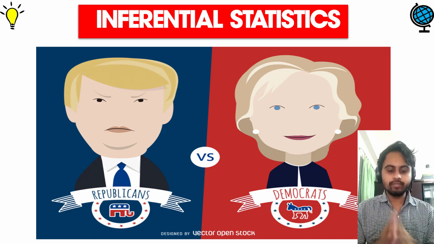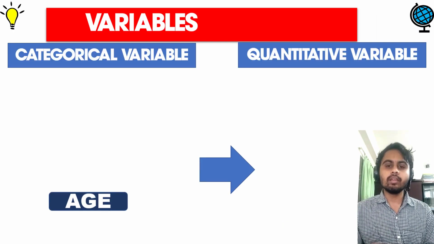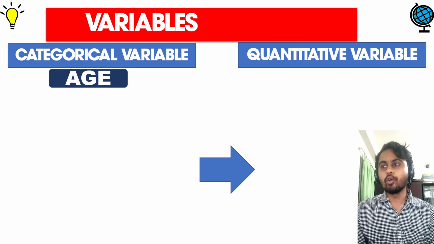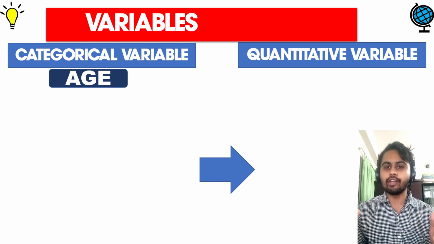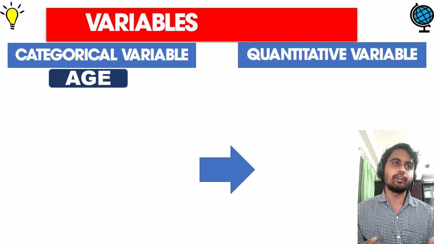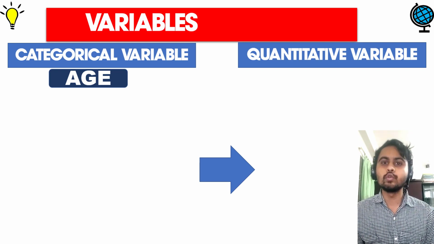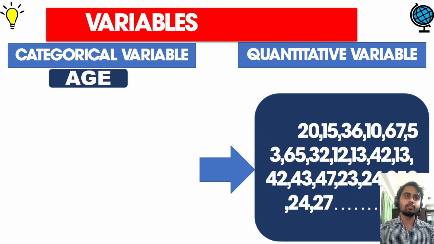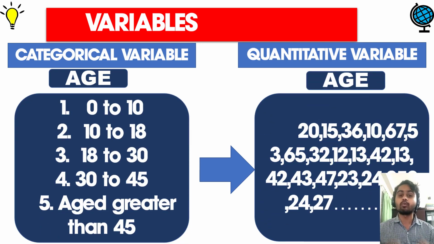Moving forward, I'll give you some ideas about variables. We know variables are things that can vary. We simply understand that. In statistics, though, the definition is a little bit different. There are also some other variables, but let me talk about two specific ones: categorical variables and quantitative variables.